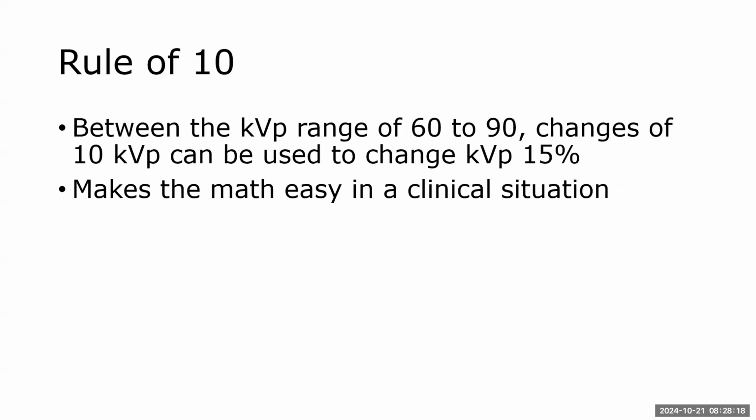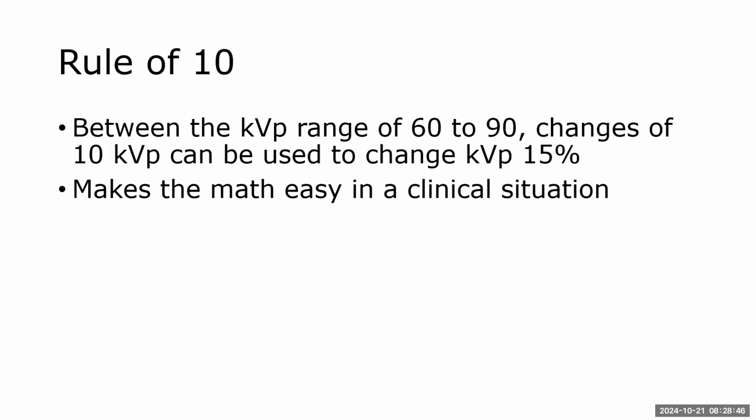Okay, so the rule of 15. Between the kVp range of 60 to 90, changes of 10 kVp can be used to change the kVp 15%. So what that's saying is between 60 to 90 kVp, if you're trying to change the kVp 15%, you can just change it 10 kVp, and that's close enough. That makes the math easy in the clinical situation.